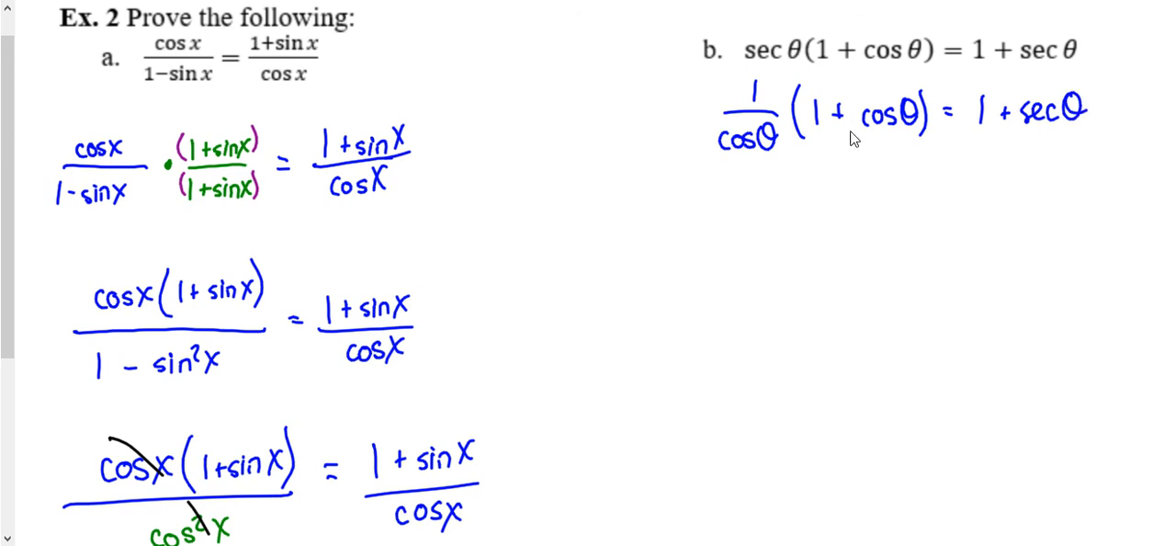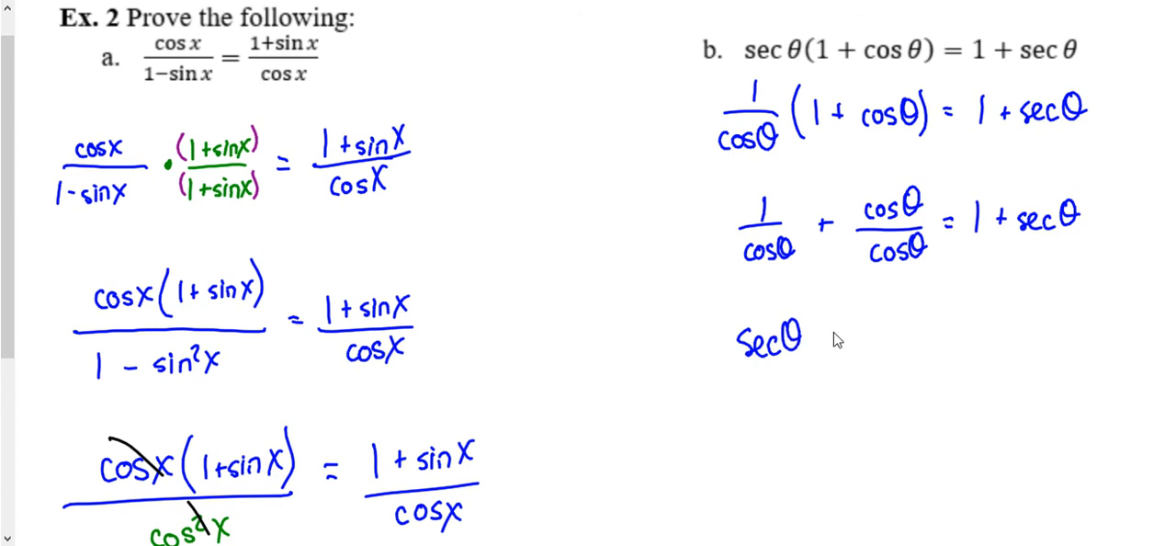Here, if I distribute in, I'll end up with 1 over cos theta plus a cos theta divided by a cos theta. And again, we're still hoping to get to this 1 plus secant theta. Well, of course, 1 over cos is the same thing as saying secant theta, and cos over cos is just 1.